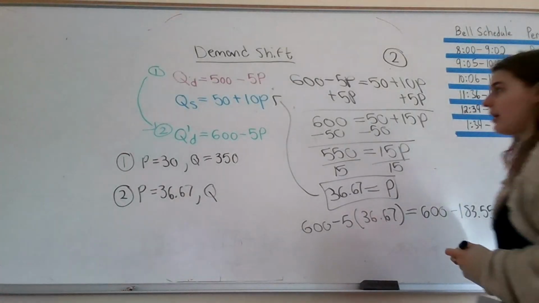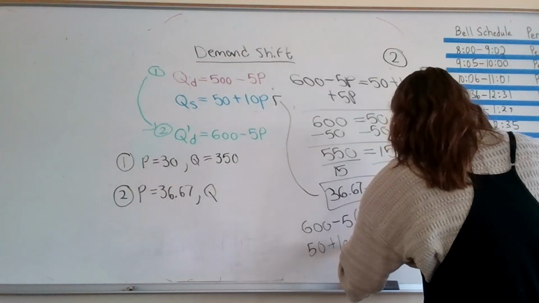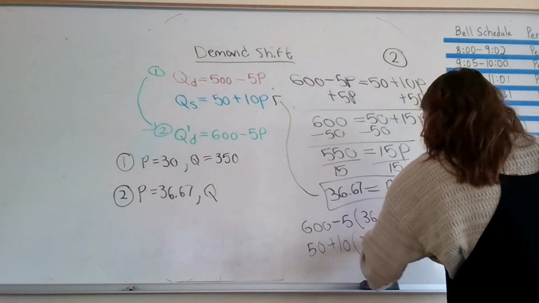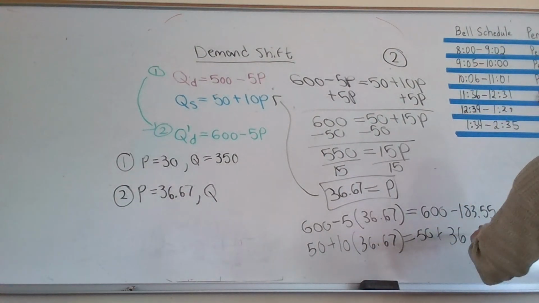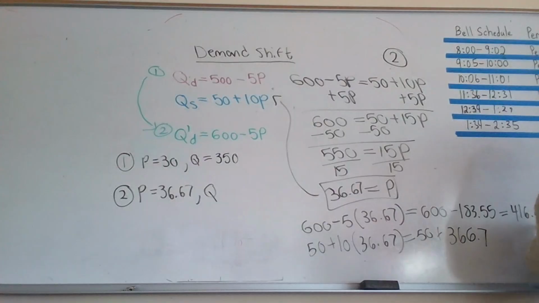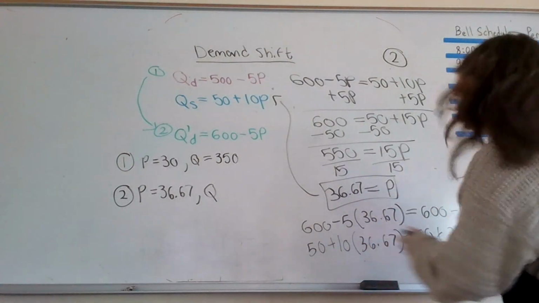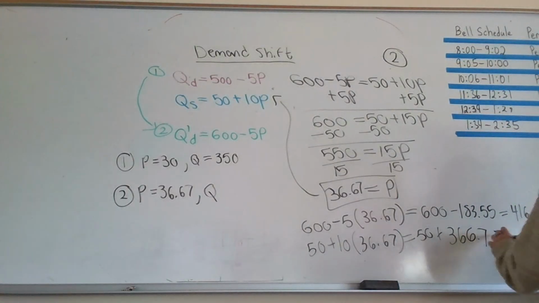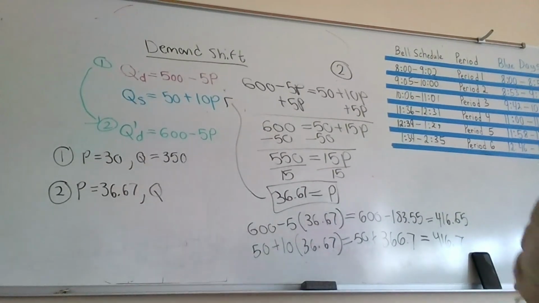So let's check it with our supply. Our supply again was 50 plus 10p. Our p is 36.67. 50 plus 367. All right, and these are about the same, right? They're off because we had to round with this, so we're going to have to round a little bit with that. So in this case, this one's 416.7, and the other one was 416.65. You can kind of see it a little bit better here.